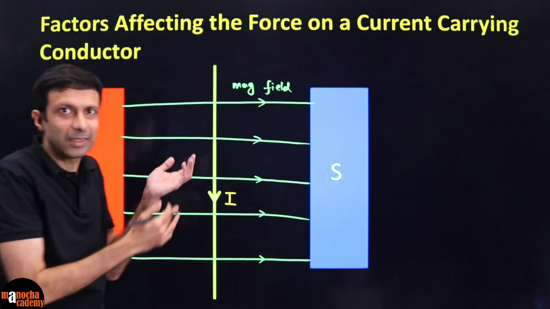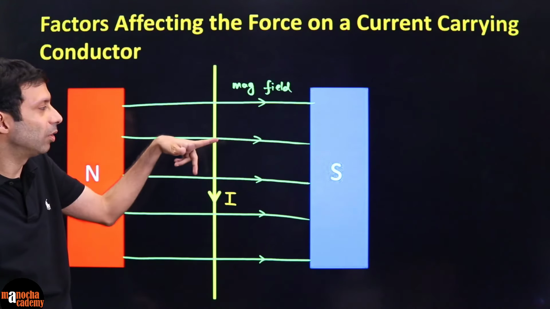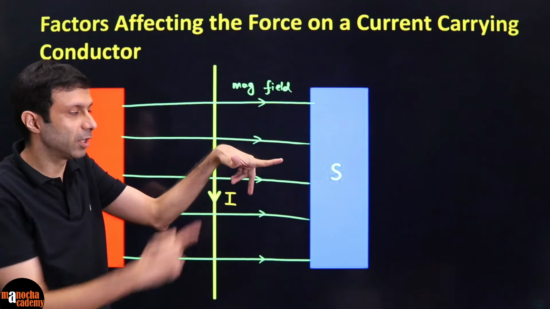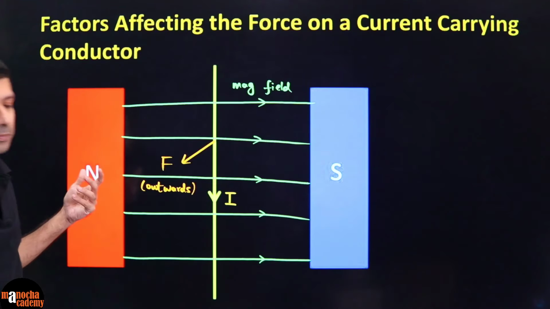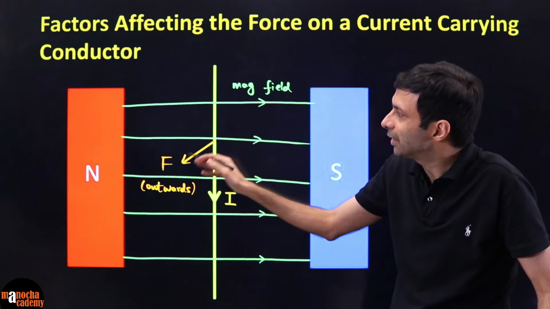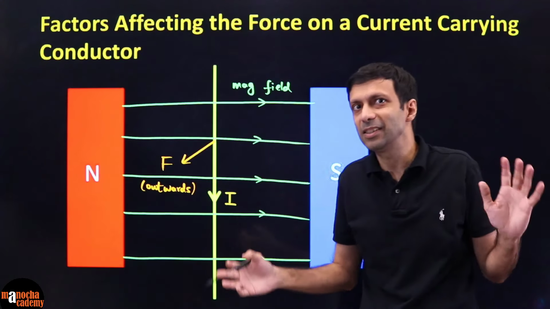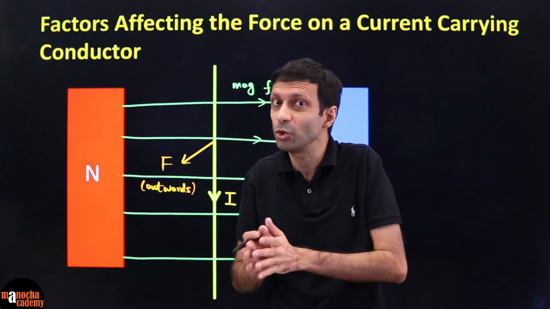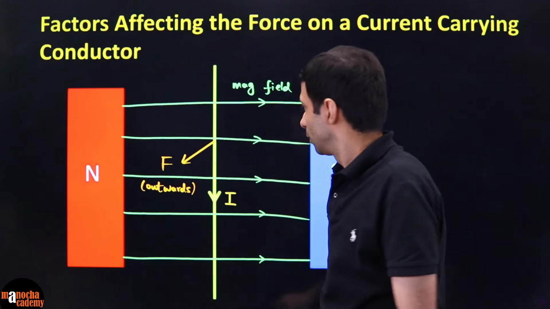Now, what are the factors affecting the force? So we know the current force direction will be what? Again, from left hand rule, this is north to south, current is downwards. So force is going to be outwards. My thumb is pointing outwards. So that's pretty clear here. But what does this force depend on, or the value, the magnitude of force? Again, scientists did the experiment, because science is all about experiment, right? You may predict something, but you need to verify it. And they saw that, what do you guys think?